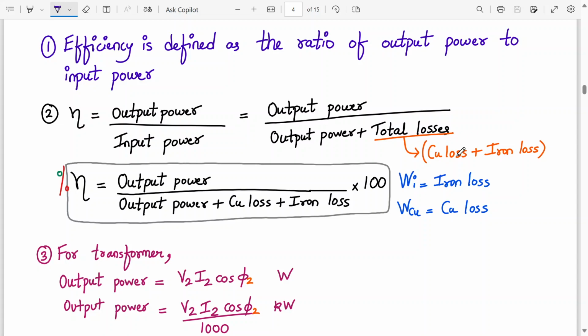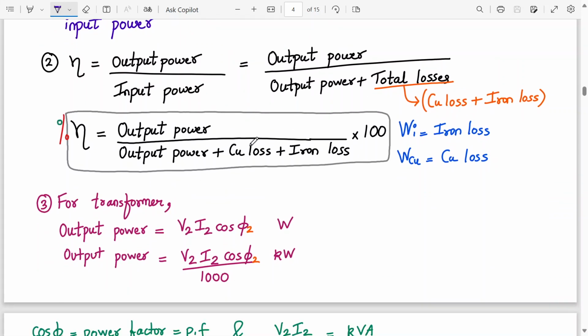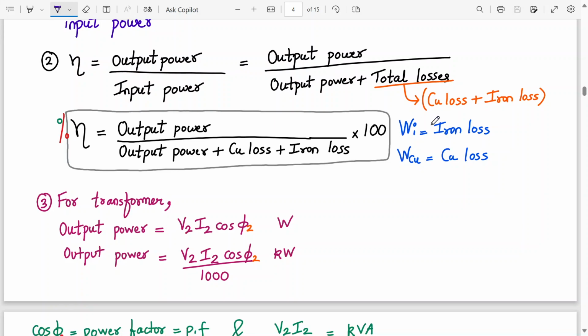So your percentage efficiency will be output power divided by output power plus copper loss plus iron loss, into 100. So write down this formula in the box. It's output power upon output power plus copper losses plus iron losses, into 100. Wi is the iron loss, WCU is the copper loss.